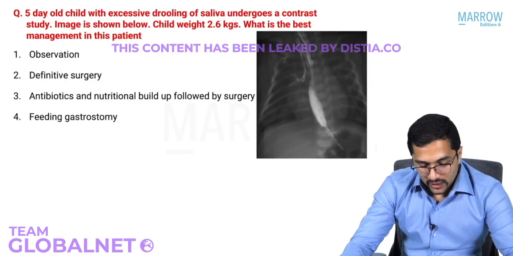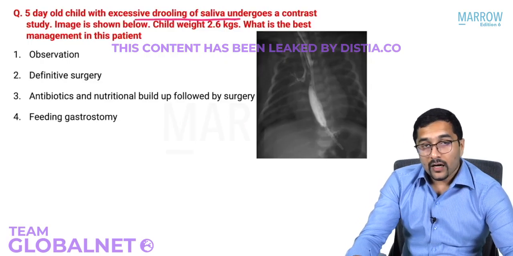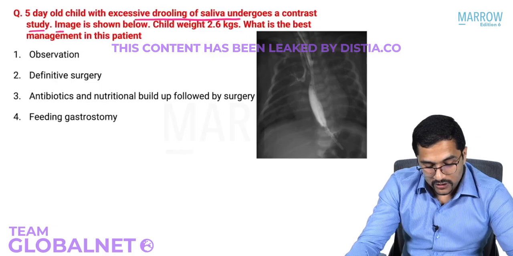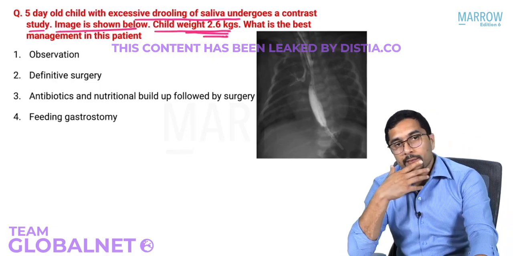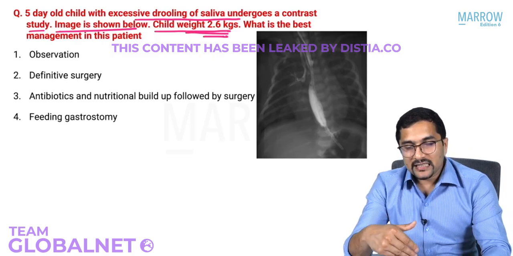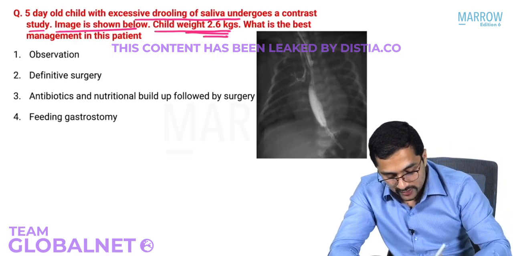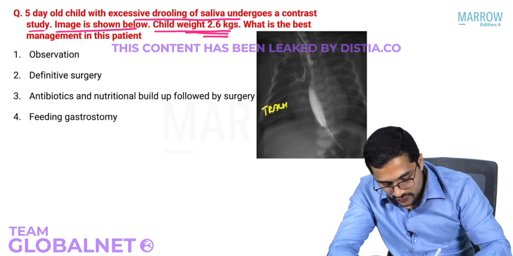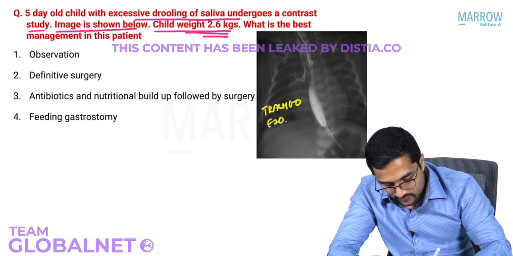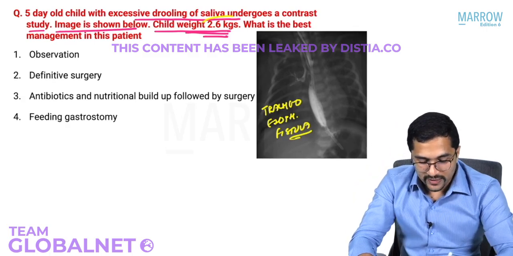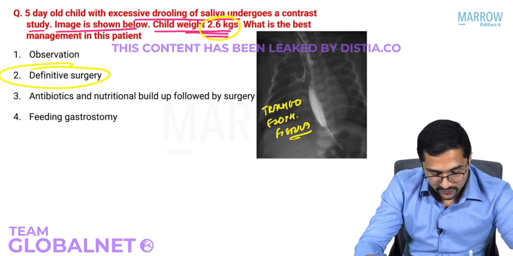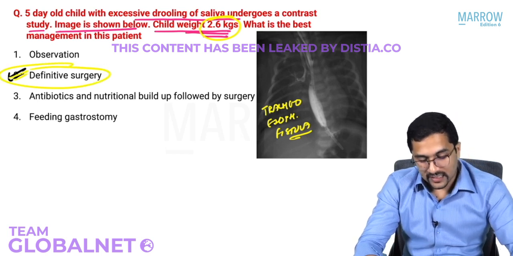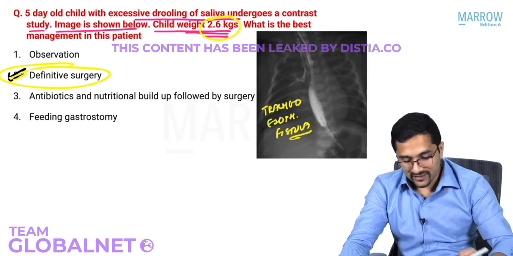A 5-day-old child with excessive drooling of saliva undergoes a contrast study. Image is shown below. Child weighs 2.6 kgs. What is the best management? So you can see in this contrast study that this depicts a tracheoesophageal fistula. And for tracheoesophageal fistulas, if the weight is more than 2.5 kgs, then we will take these patients up for definitive surgery. So that is the correct answer here. We'll take up this patient for definitive surgery.